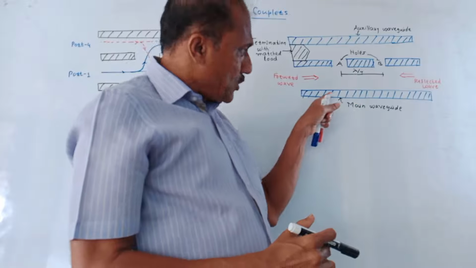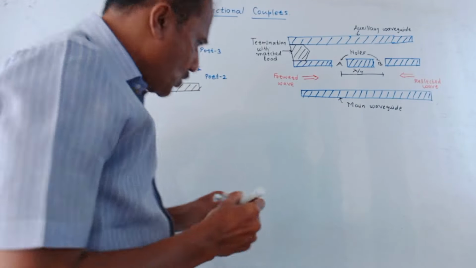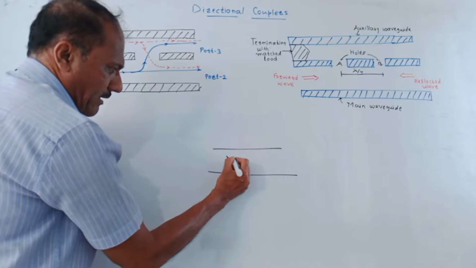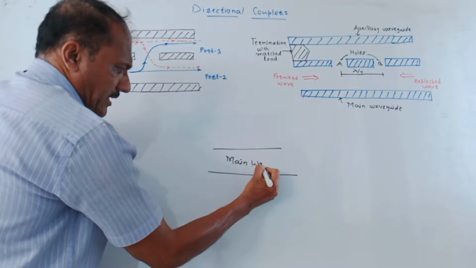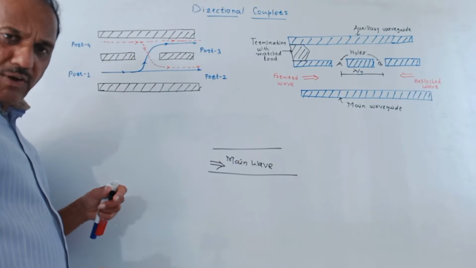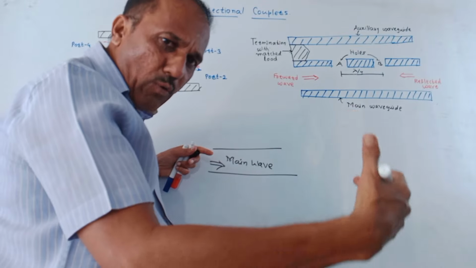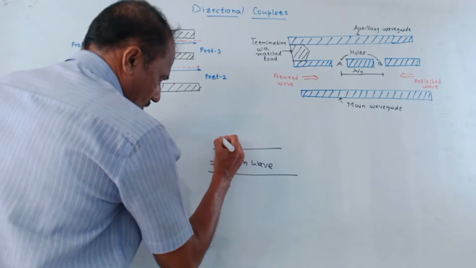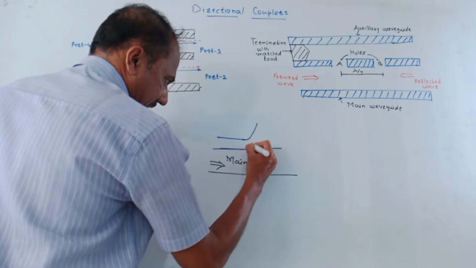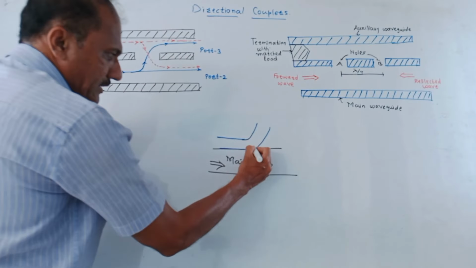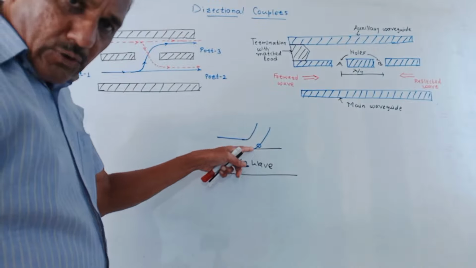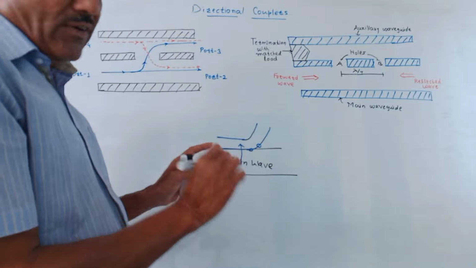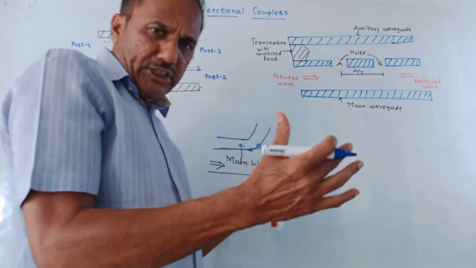Now, this diagram shows a two-hole directional coupler. Actually, the concept is, suppose this is the waveguide, let us say it is the main waveguide. Now, certain power is passing through this main waveguide. I want to transfer part of this power to some other waveguide, let us say that is the auxiliary waveguide. So this auxiliary waveguide is kept like this. That means it is bent and certain holes are created. Through these holes, the power gets transferred from the main waveguide to the auxiliary waveguide. This is the concept of a two-hole directional coupler.